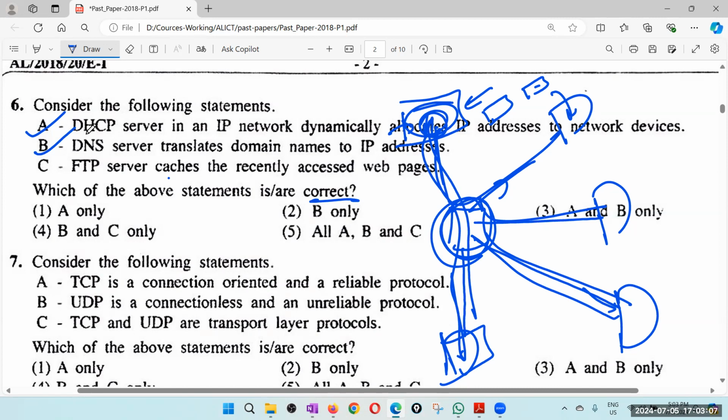An FTP server caches recently accessed web pages. Actually, an FTP server is not a web server. FTP is FTP. So therefore, I will not take C, because an FTP server is not for caching web pages. Okay.